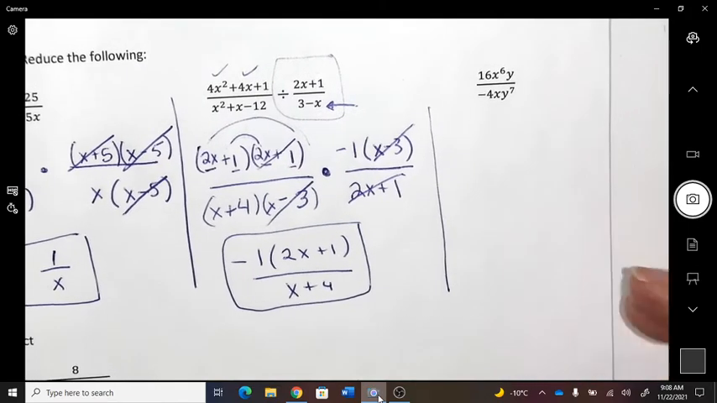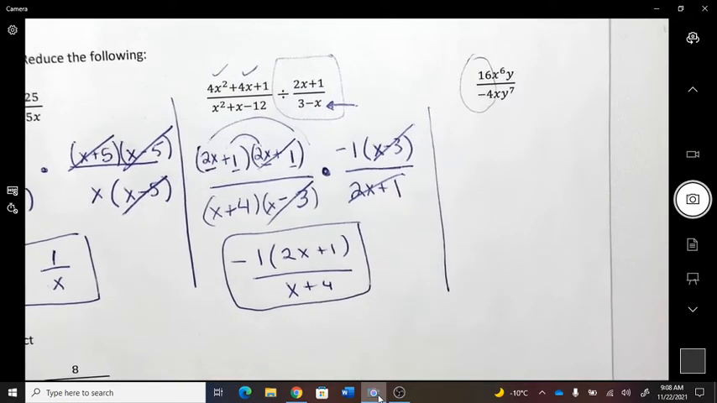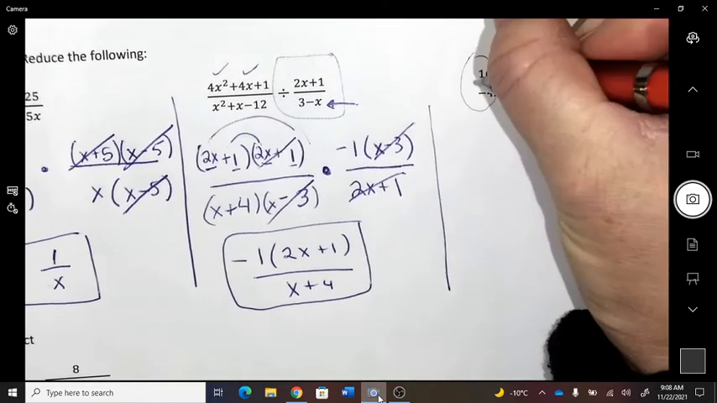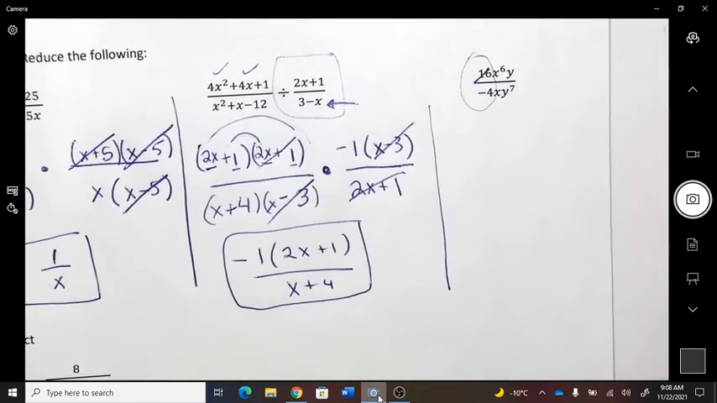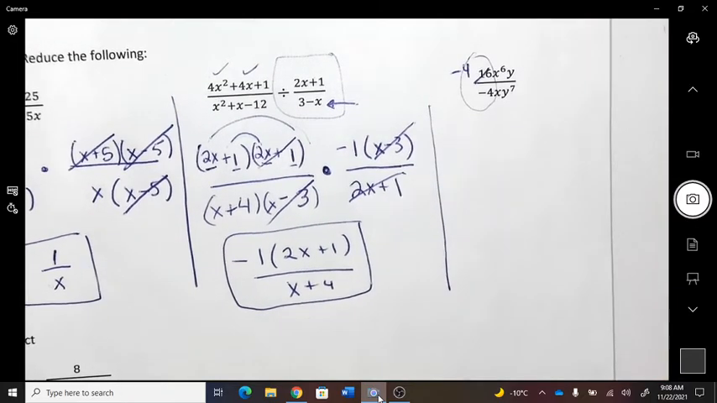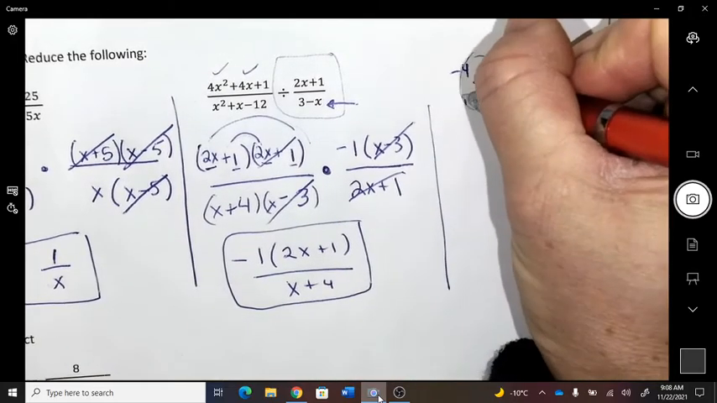Okay, last one. What could I divide those two numbers by? Four, right? Or negative 4? I'm going to say negative 4. So if I divide this by negative 4, it's going to cross out and become negative 4. If I divide this by negative 4, it becomes 1.